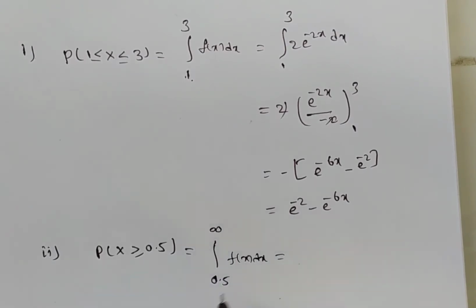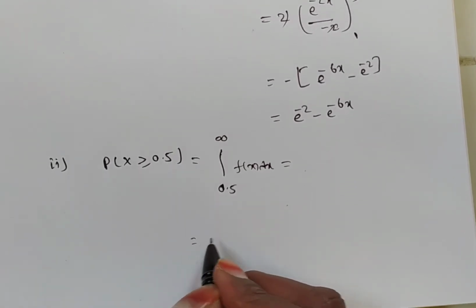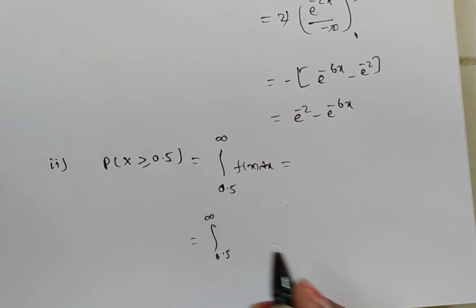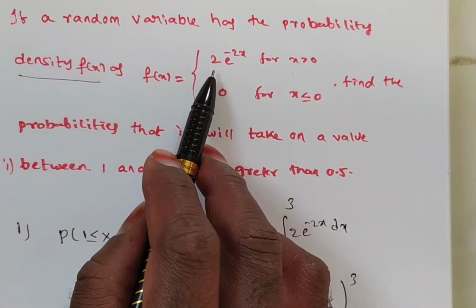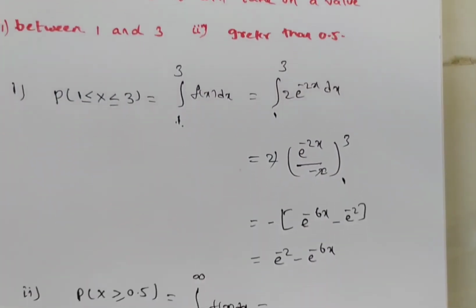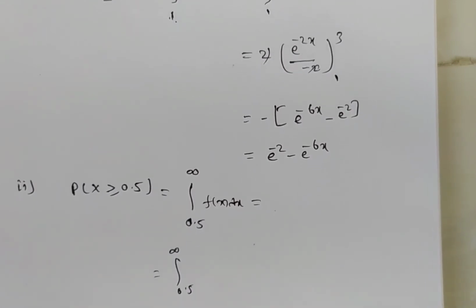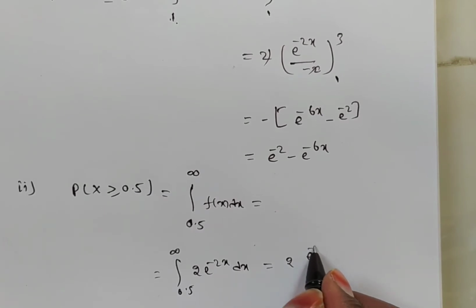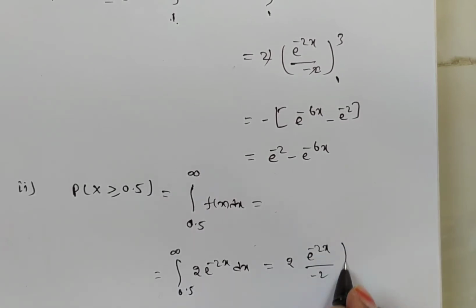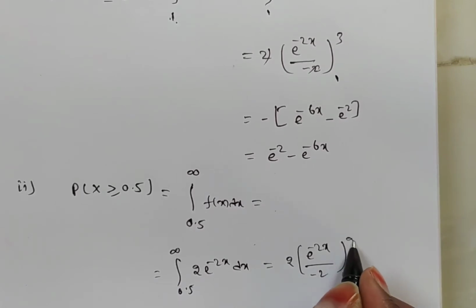This is equal to the integral from 0.5 to infinity. For every x greater than 0 we have the function 2e^(-2x), and here we have 0.5 to infinity, which is also positive only. So our function is 2e^(-2x) dx. If you simplify it, 2 is outside, and the integral of e^(-2x) is e^(-2x) divided by minus 2, with limits from 0.5 to infinity.